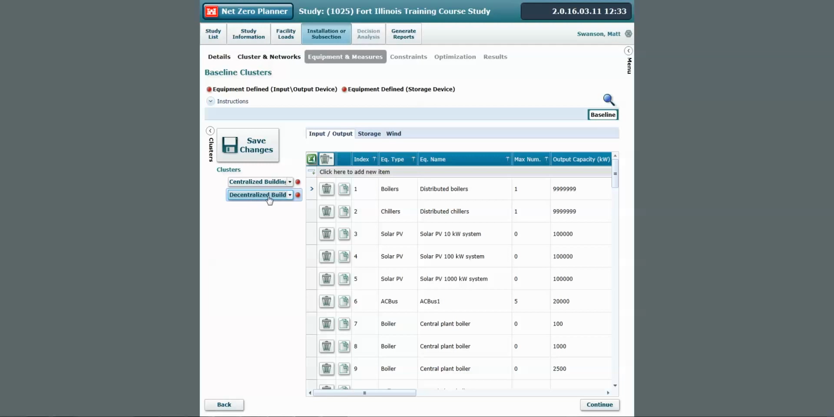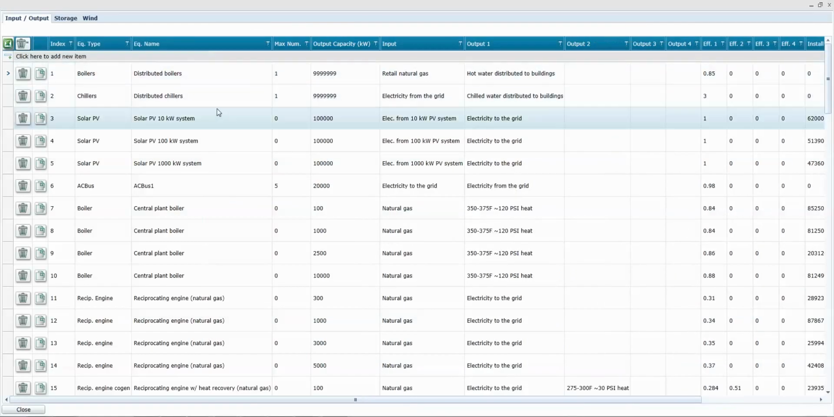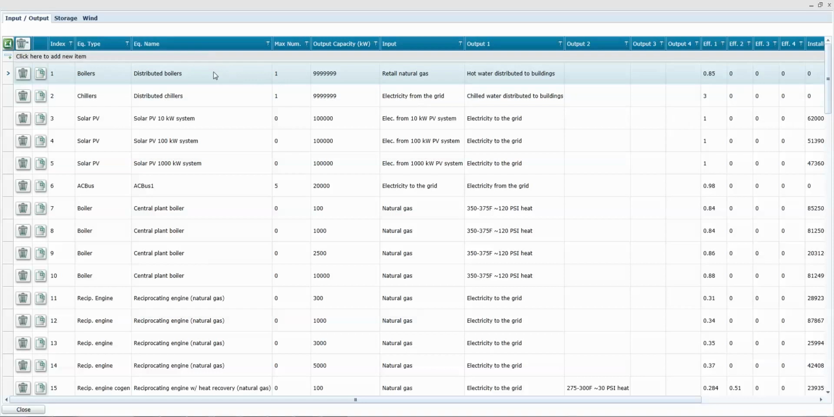So our decentralized buildings aren't connected to any central plant, and since we're in the baseline, we just want to describe the current as-is situation with how those buildings are receiving their heating, cooling, and electric power. So one thing you can do on this page is click this magnifying glass button and it will blow up the table to make it a little bit larger and easier to work with. Alright, now we can look at most of the columns here.